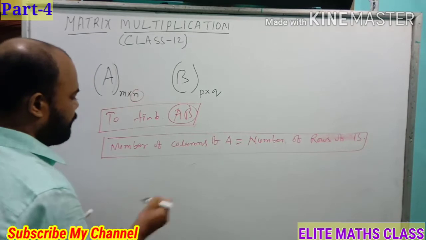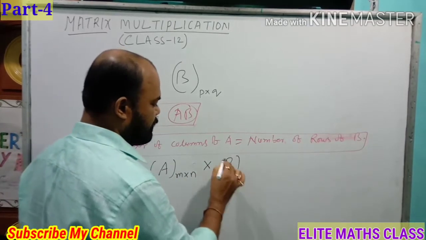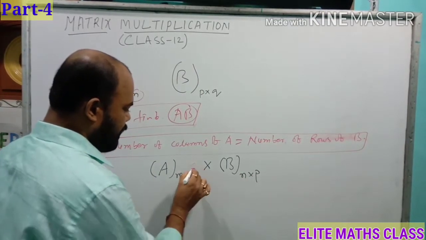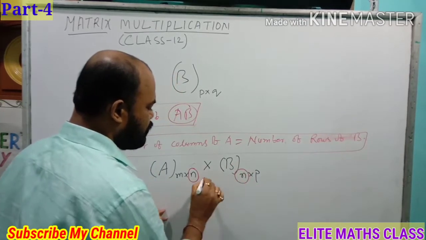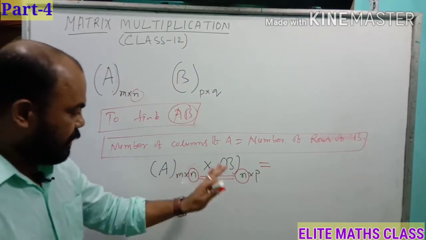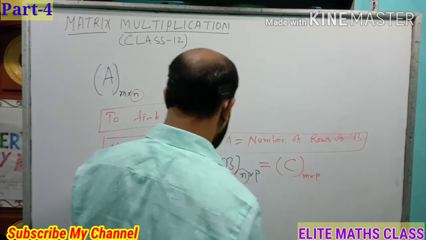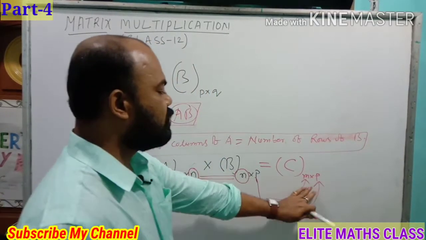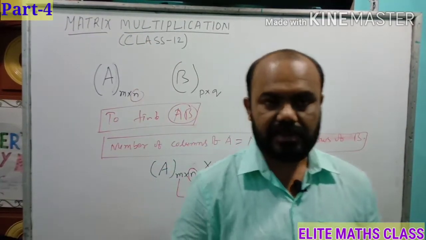Now see another thing, say the matrix A is given, it is of order m by n. We are finding the product with another matrix B whose order is n by p. Now see here, I have taken two matrices A and B such that the number of columns of the matrix A is n and the number of rows of the matrix B is n. These two quantities are equal, so we can find the product AB. And what will be the resultant matrix? The resultant will be another matrix C of order m by p. See, the number of rows of the first matrix and the number of columns of the second matrix will be the order of the resultant matrix. Clear? So this is the condition when two matrices are conformable for product.